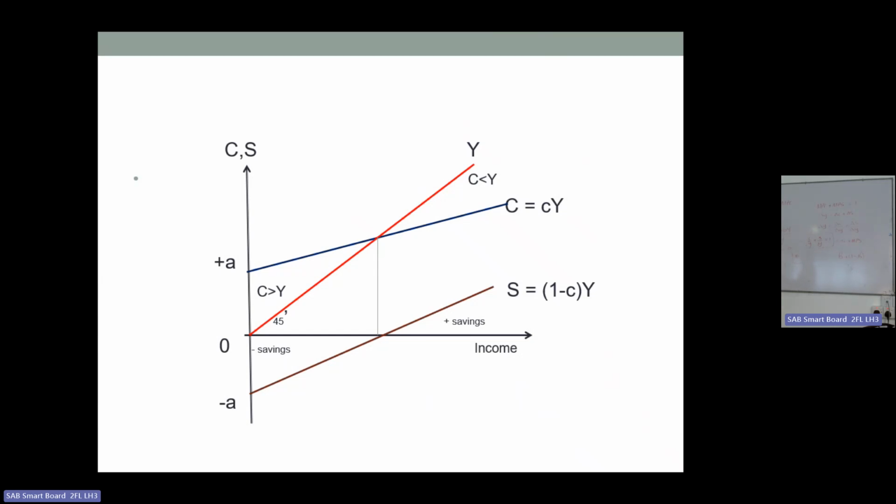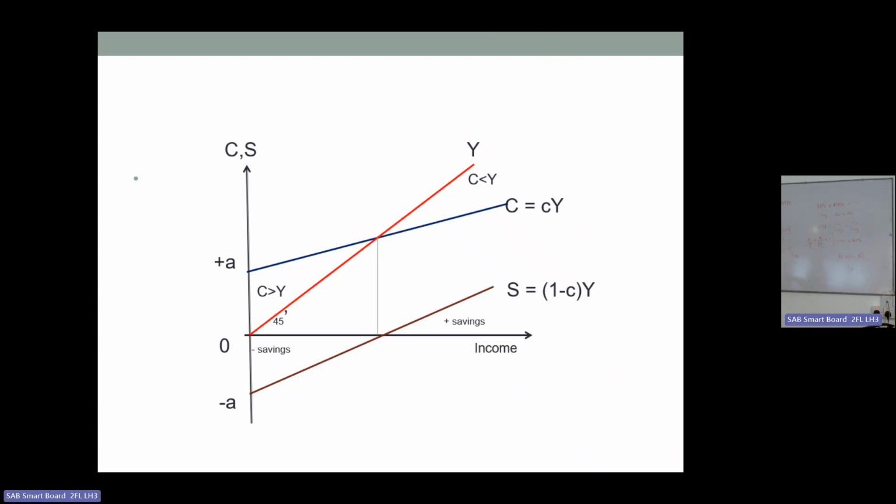So now this consumption is higher than the income in this area, up to this point. C is greater than Y means we have negative savings in that area, because our consumption is higher than the income. With other factors, you consume more, and that explains the negative savings.